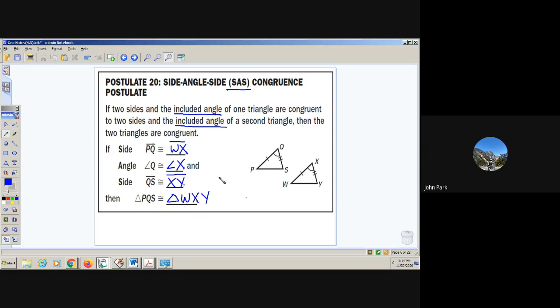The next postulate you can use besides side, side, side is what's called the side angle side congruence postulate. And so instead of having all three sides, we have two sides of one triangle congruent to two sides of the other triangle. And then this angle, what's called the included angle, has to be between the two sides that you're looking at. And so this is what we call the side angle side is congruent to the side angle side. And so if that's the case, then we could conclude that the two triangles are congruent.